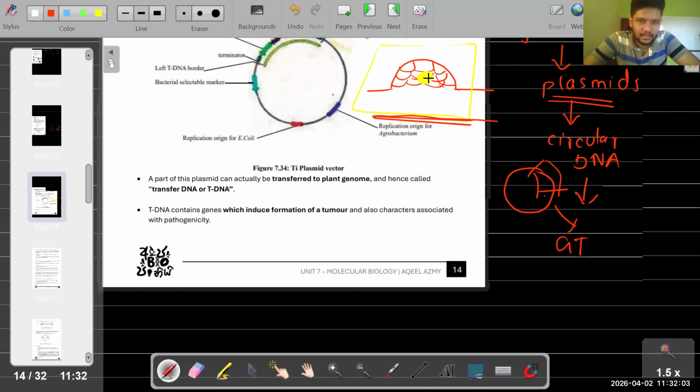Is it hard to understand? If it is hard, I'll use another technique and I'll try to explain. You want me to explain it again? Yes or no? Yes, okay. Right, I'll explain it again from the first, right? No issue.